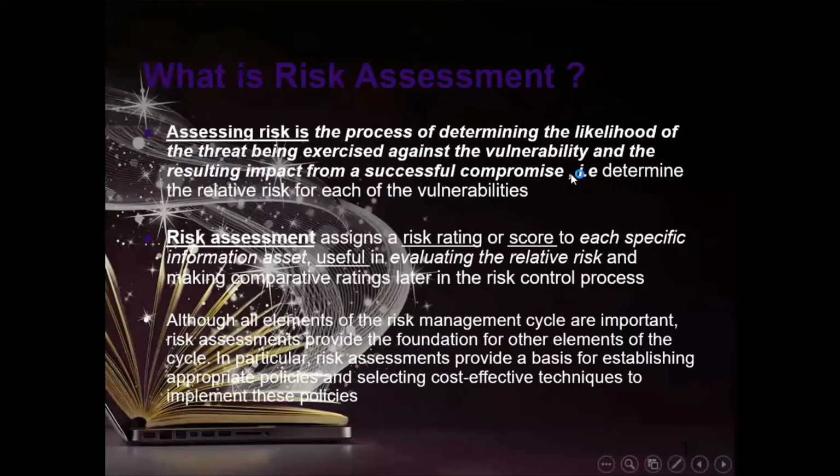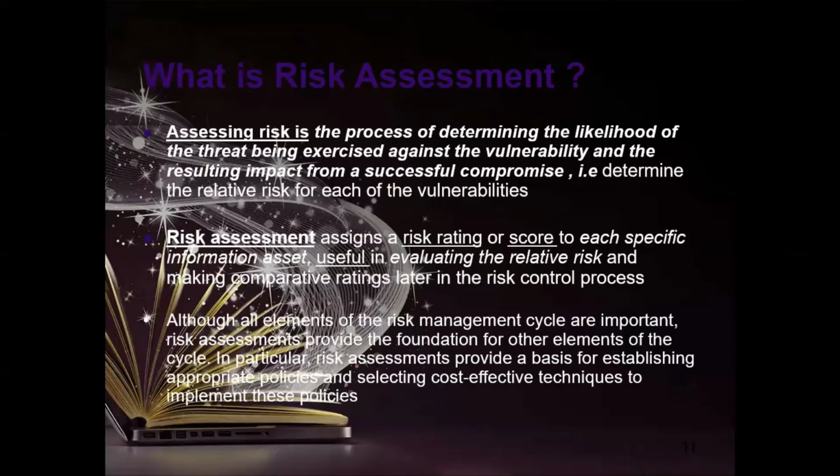So in the risk assessment, the first thing we are going to do is identify our assets and the threats to the assets. Based upon the threats, we are going to identify the likelihood of the threat being exercised against the vulnerability, that is, the probability that a threat exploits the vulnerability. Another thing we are going to identify is the impact from a successful compromise. If there is a successful compromise, what would be the impact?